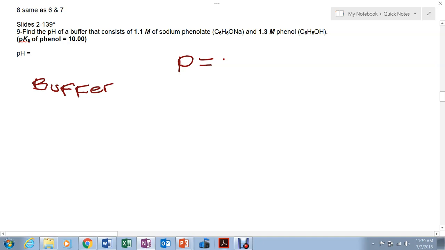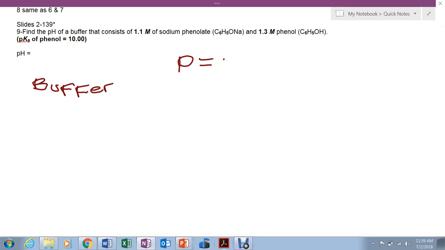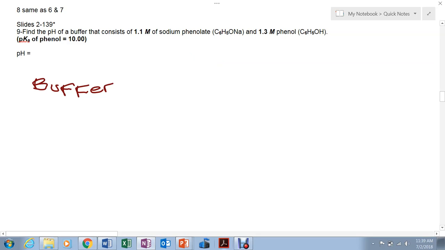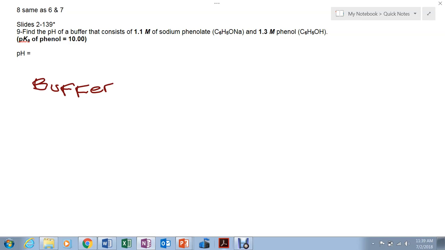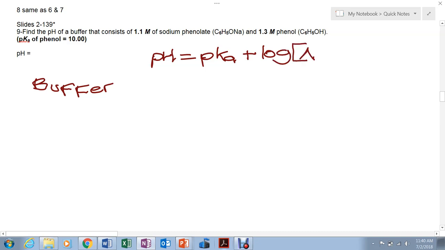pH is equal to pKa plus the log of the concentration of the conjugate base, in general, divided by the concentration of the weak acid. Let's double check the equation to make sure we're doing it right.